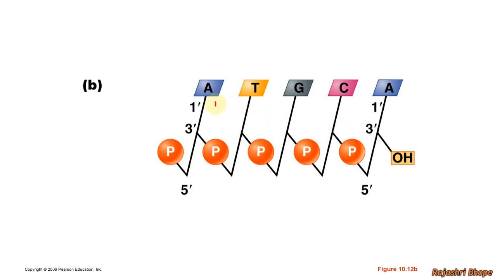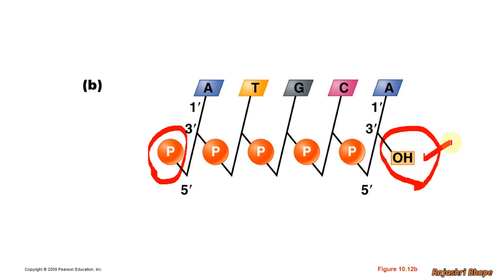Here you can see the bases shown in one strand, A, T, G, C and A. At the 5' side you will always find a free phosphate group, and at the 3' side a free 3' OH. This end of the DNA is always known as the growing end, because new nucleotides complementary to the template strand are attached to this free 3' OH of the DNA. So this is known as the growing end.